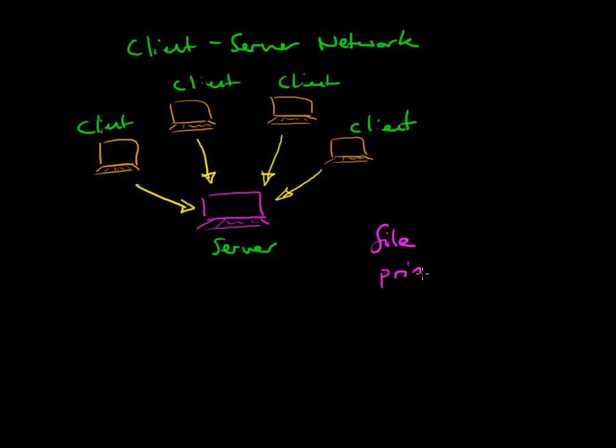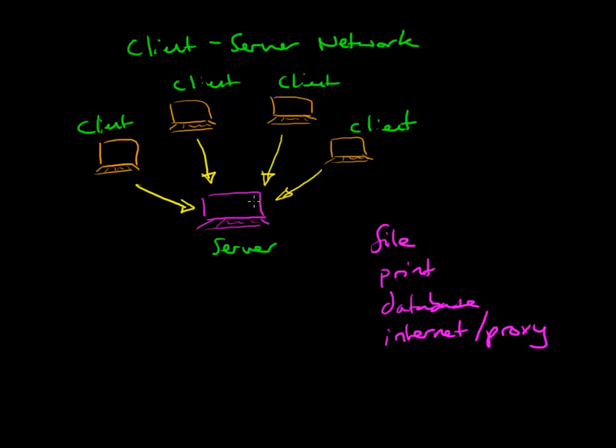It may have a print server. And so if the client wants to print, it doesn't do it on its computer, it sends off to the server and says, please print this document for me. It could have a database server, and it's very common that it would have an internet server or a proxy server. So proxy is just more sophisticated.